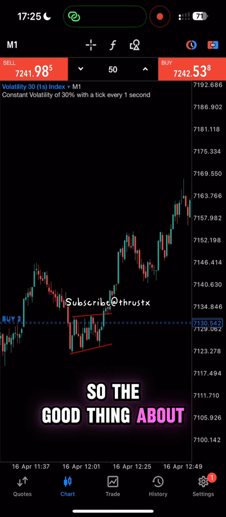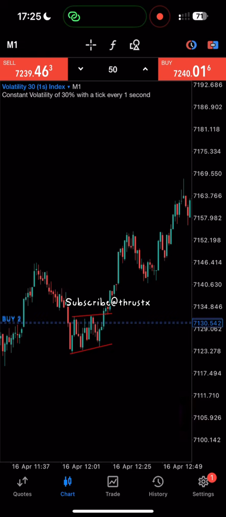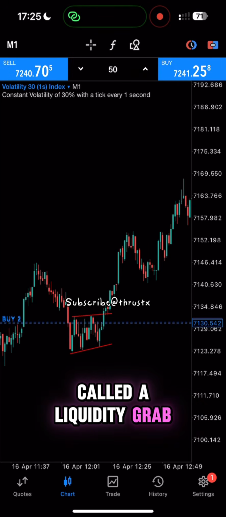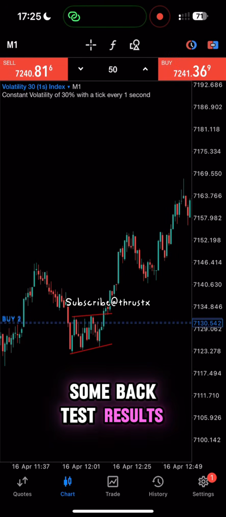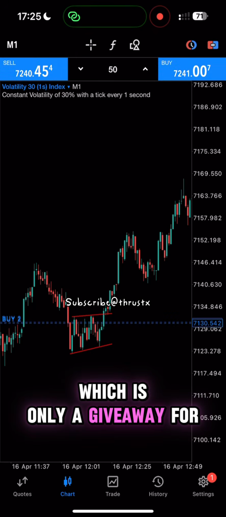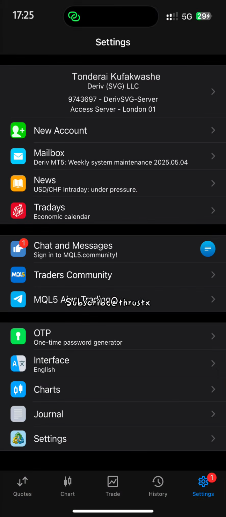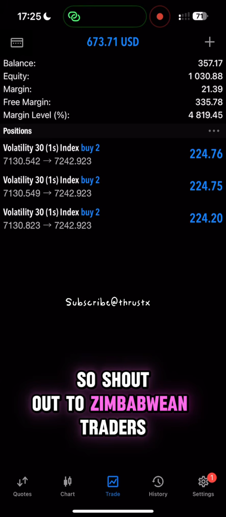So the good thing about this strategy is that it is price action based, and it really only has a couple steps. And for the first step, we are looking for what's called a liquidity grab. I'm gonna even share some backtest results, especially with this account that I'm trading, which is on a giveaway for this guy Tundirai Kufakwashe. I can tell by the name that he is a Zimbabwean, so shout out to Zimbabwean traders.